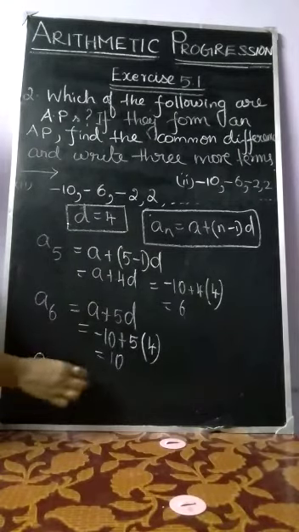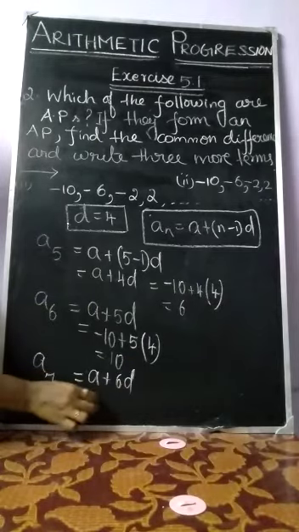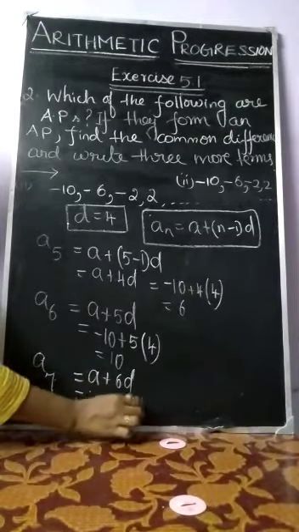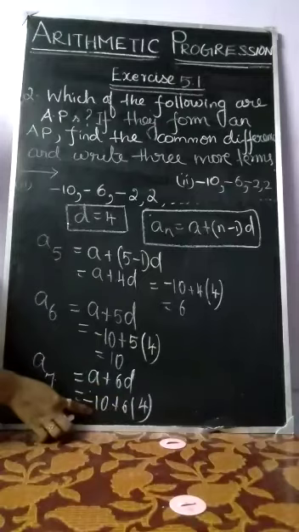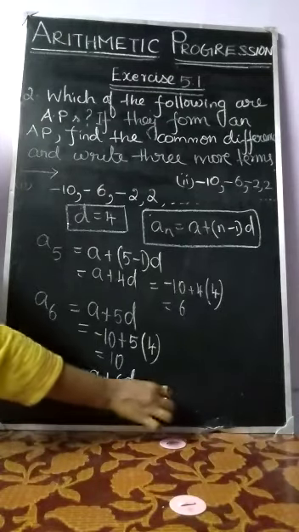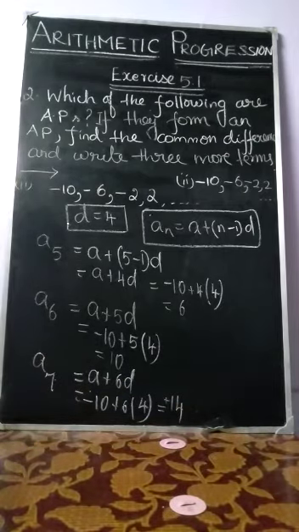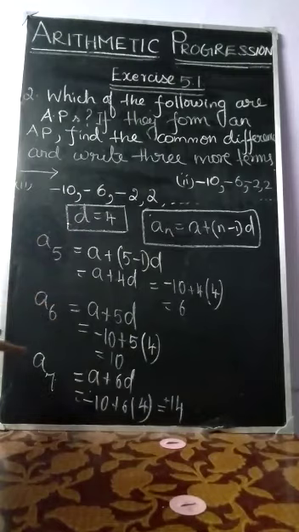Next we have to calculate A7. So for A7 we directly write a plus 6d. What is our a value? That is minus 10. Plus 6 of what is our d value? 4. 6 4s are 24. 24 minus 10, that is 14. So the next 3 term values: A5 is equal to 6, A6 is equal to 10 and A7 is equal to 14. That's all.